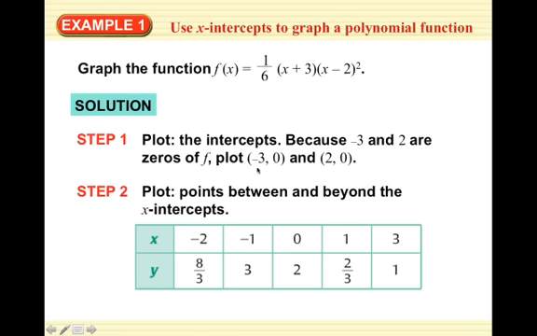We plug in negative 1 for x, and we get 3. You plug in 0 for x, you're going to get 2. You plug in 1 for x, and you get 2/3. And you plug in 3 for x, and you're going to get 1. So remember, you pick x values, you generate y values using your function.